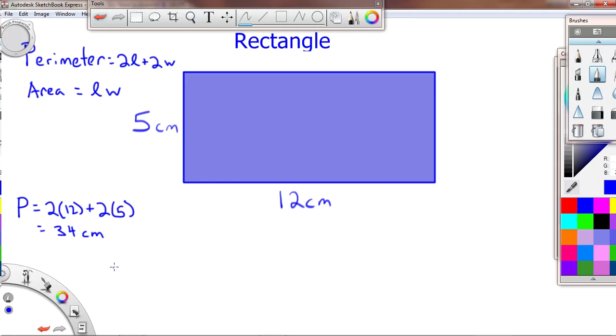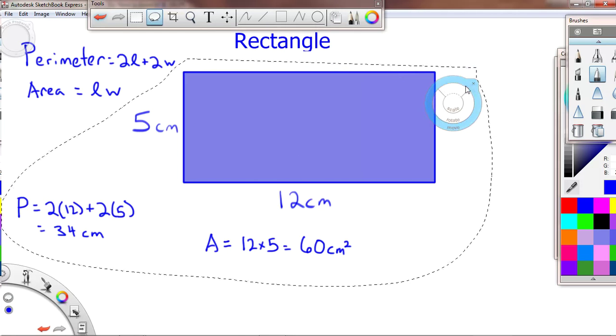Okay, now let's do area. It's not very neat, but I guess it'll have to do. The area, I'm just going to use big A for area. The area of this figure is going to be the length times the width. Well, that's going to be 12 times 5, which is equal to 60. Now 60 what? Well, we're talking about area, so my units are going to be square centimeters. Okay, here's my perimeter, here's my area. And I got that by using these formulas here. Let's go ahead and do one more example here, and then we'll move on to other shapes.